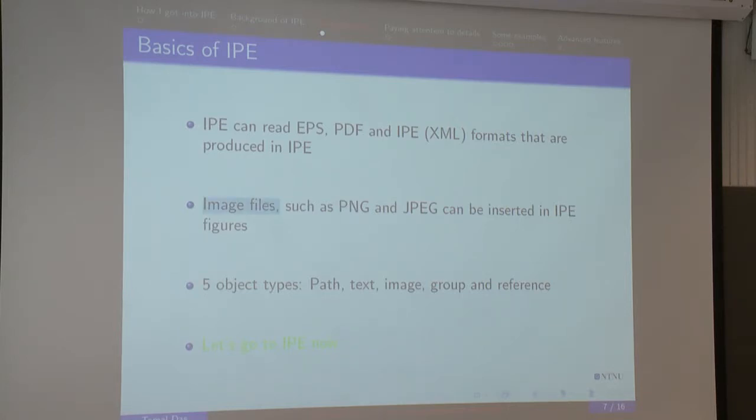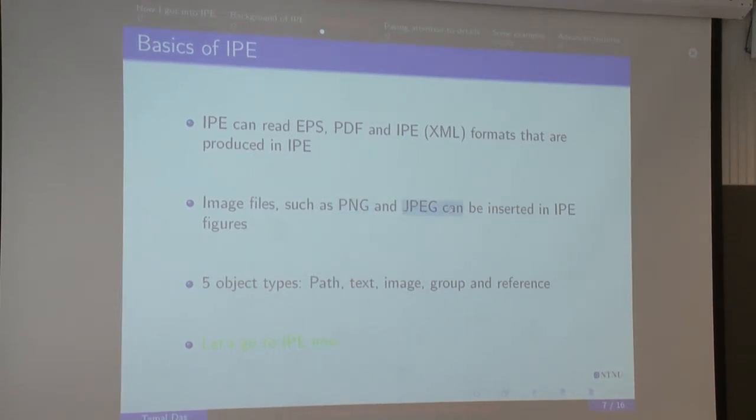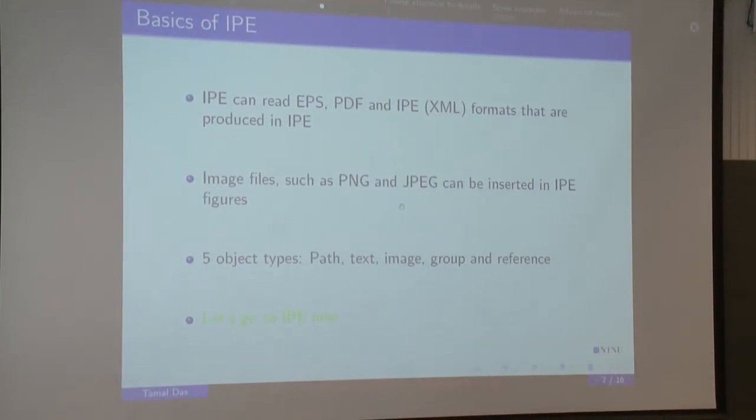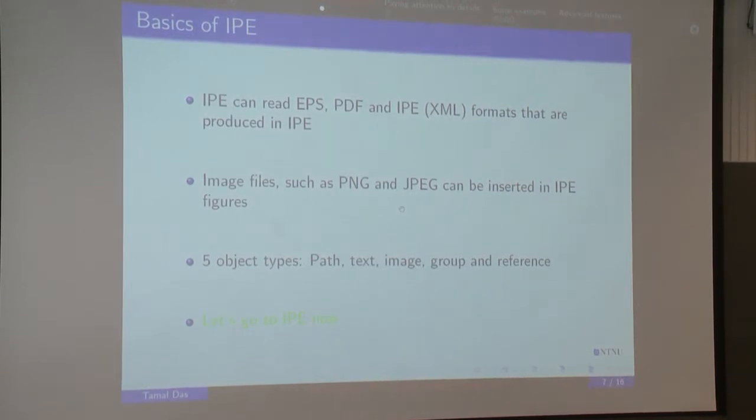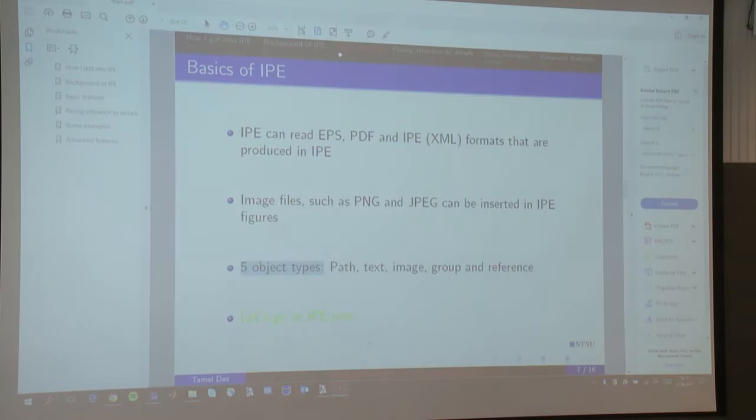Image files can also be included within IPE. So if you have a PNG file or a JPEG file or any other image file, you can insert them in IPE, and then you can work on them. I will show you shortly. And one thing that one must know about IPE is that there are 5 different object types. And now it doesn't make sense if I talk about these things without showing you. So I would like to go to IPE.